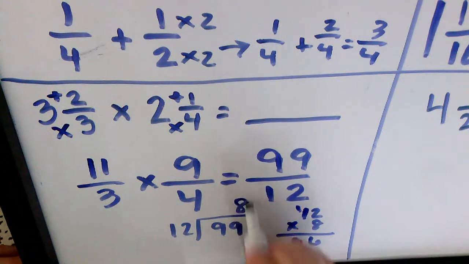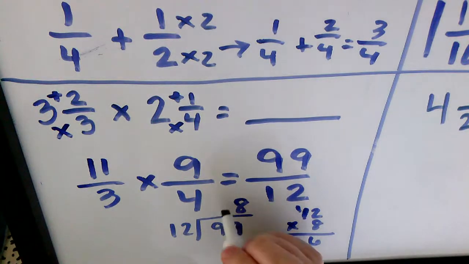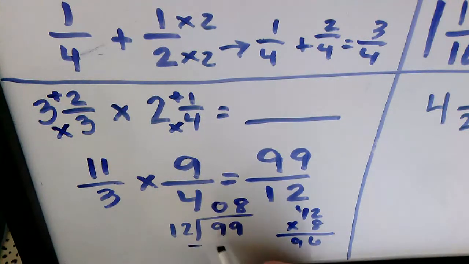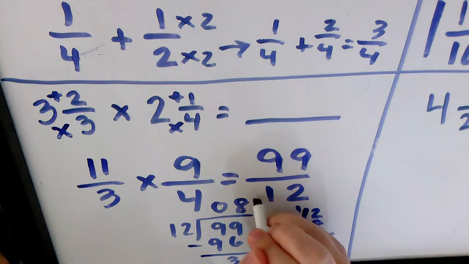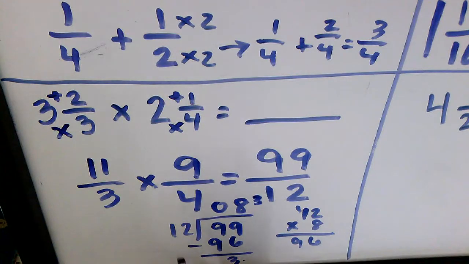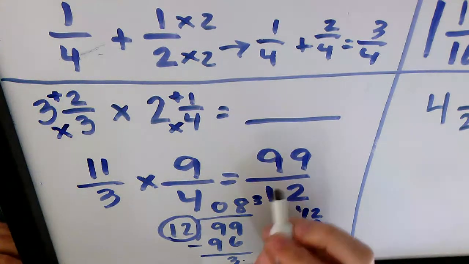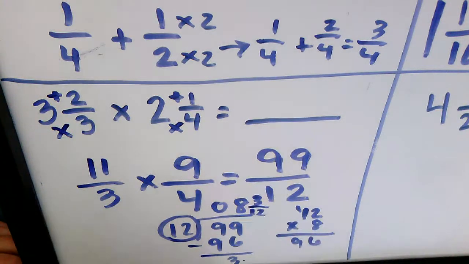So I'm going to put an 8 over the second 9, because obviously 12 doesn't go into 9. 99 minus 96 is 3. Now, 12 can't go into 3. It's not a decimal, so I'm not going to add on any zeros. So what I'm going to do is rewrite my remainder as a fraction. So I take my remainder as my new numerator, and then I take this number right here. Your denominator is always going to be the same.